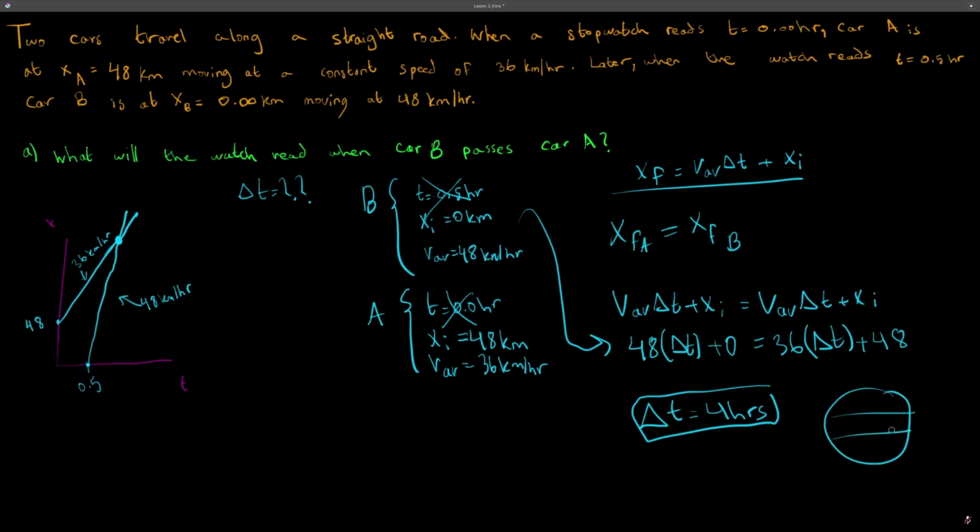So this is the time at which the watch is reading. The watch would read 4 hours here, and this is the time at which car B passes car A. So at this point right here, 4 hours.